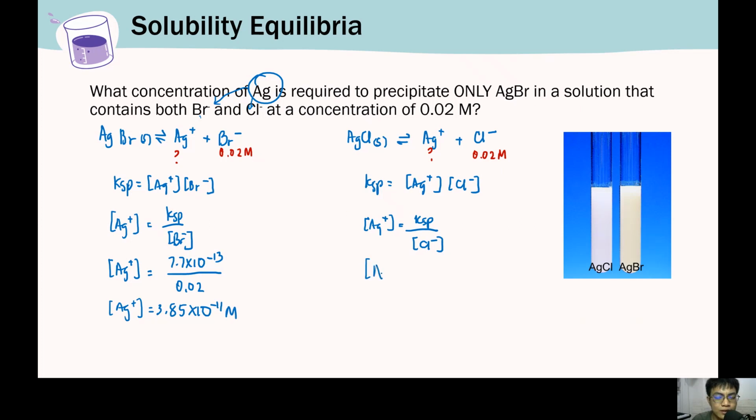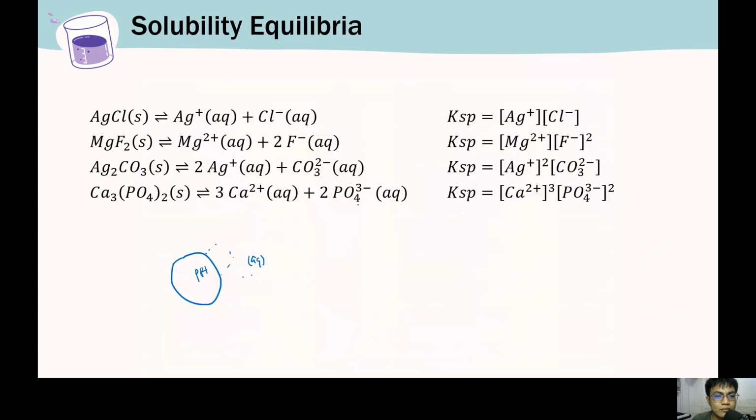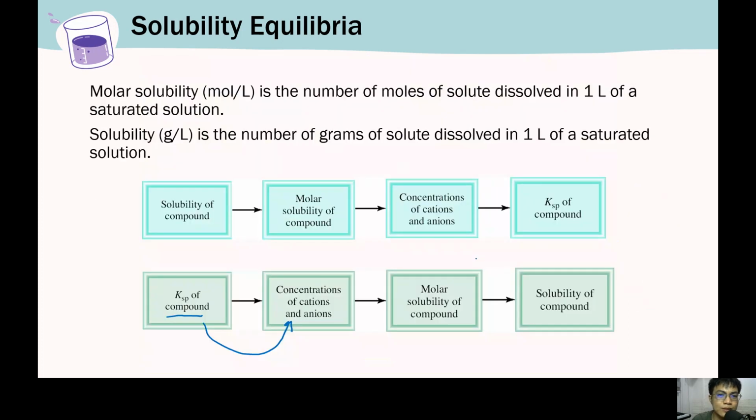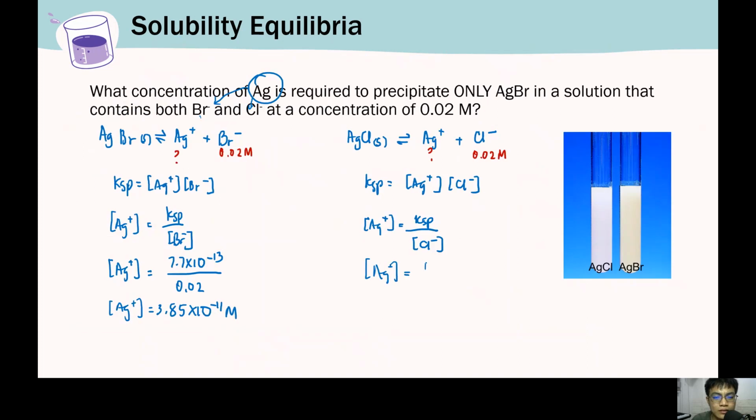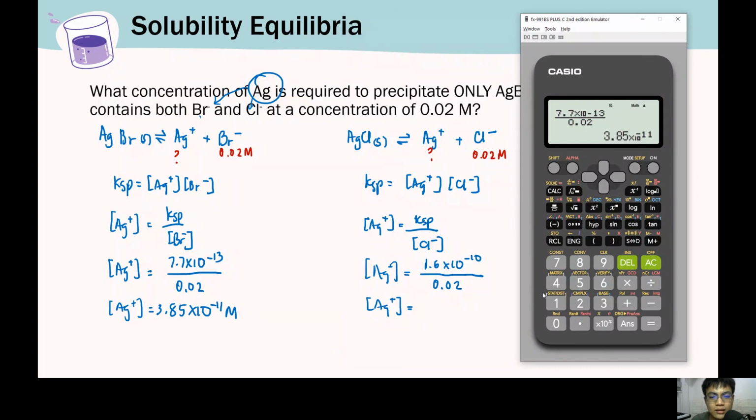Okay? So for the silver chloride, ang kanyang KSP. So for silver chloride, that's 1.6 times 10 raised to negative 10. And the chloride concentration is said to be 0.02. Ito yung pinaka-maximum limit. Okay? So it will be 1.6 times 10 raised to negative 10 divided by 0.02, 8 times 10 raised to negative 9.